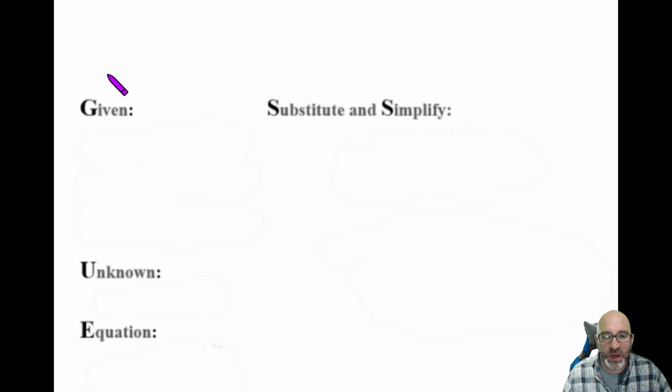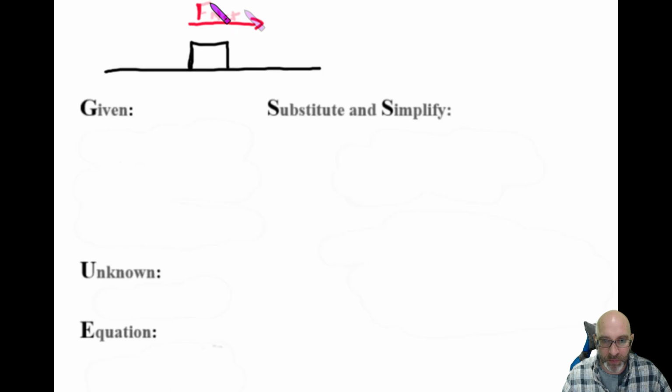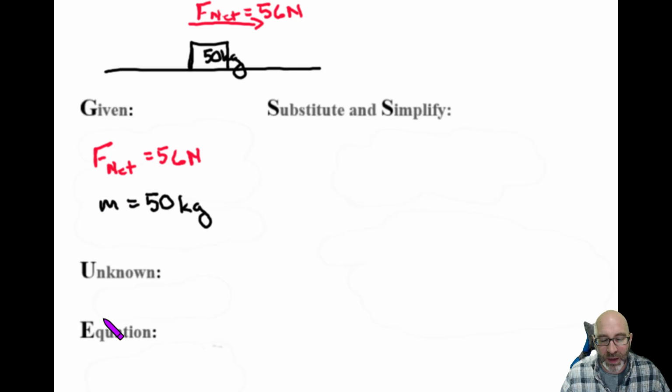And so if I sketch what's happening, I have a surface here and a crate. And in the beginning, I am told that my net force equals 56 newtons. And so that's one of my givens. I am also told that the crate has a mass of 50 kilograms. And that's a given. If I have a force net and a mass, I can figure out acceleration. And that is in meters per second squared.